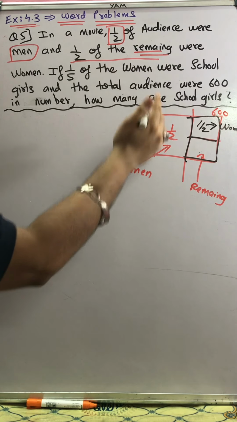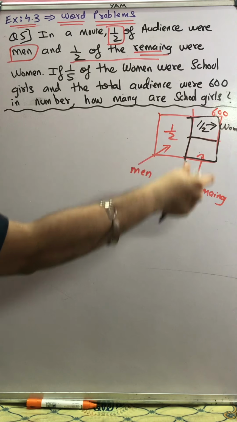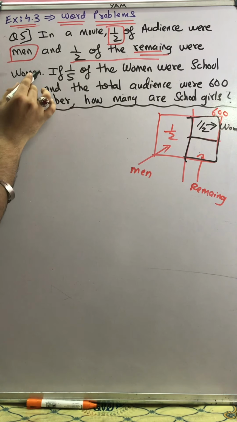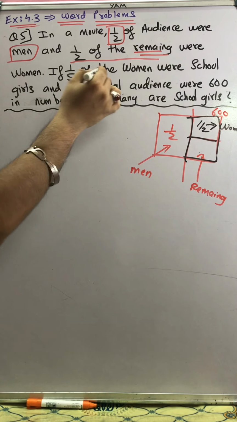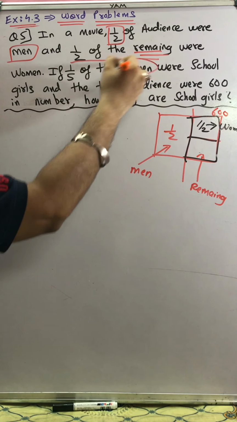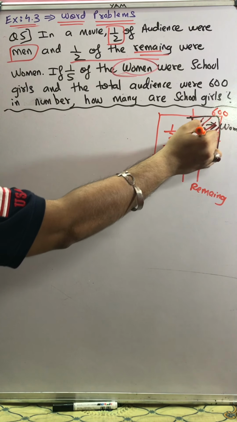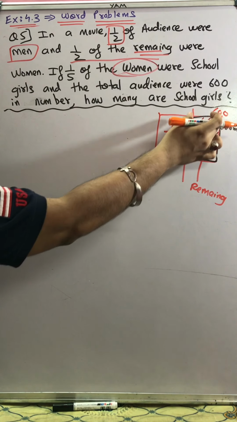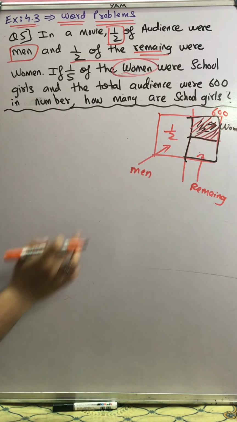Out of the complete auditorium, half of the audience, half of the people are men, and the remaining is this black color. From the remaining, half is women. Okay, then full stop. If 1/5 of the women, now pay attention, now they are talking just about the women. That means now they are just talking about this shaded part only, which is half of the remaining one. This is where purely women sit.